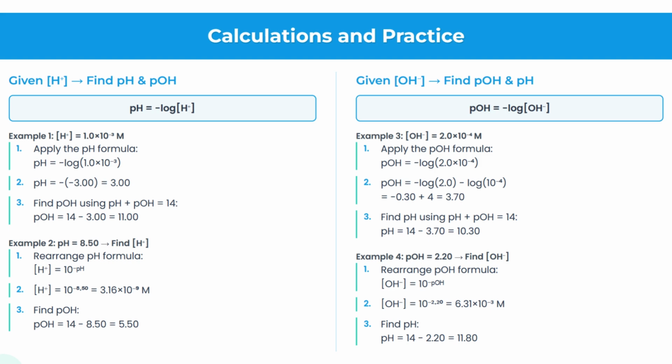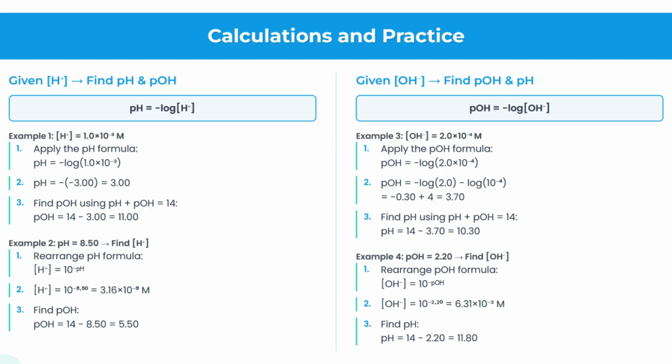First, let's go from hydrogen ion concentration to pH and pOH. The formula is pH equals negative log of the hydrogen ion concentration. In our first example, the concentration is 1.0 times 10 to the negative third molar. We apply the formula, pH equals negative log of 1.0 times 10 to the negative third. This calculates to negative times negative 3.0, which is positive 3.00. So the pH is 3.00. Now, we use the relationship pH plus pOH equals 14, so pOH equals 14 minus 3.0, which is 11.00.